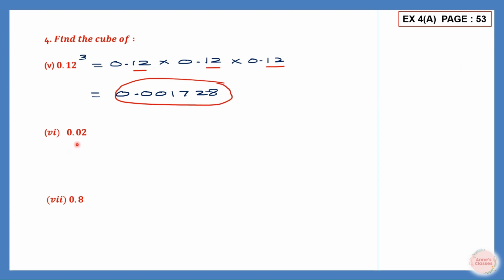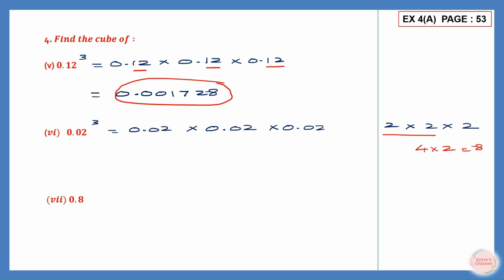Question 6 is the cube of 0.02. Cube of this will be 0.02 into 0.02 into 0.02. So when we ignore the point, what do we get? 2 into 2 into 2. Now 2 2s are 4. 4 into 2 is 8. So the number that we have here is 8.